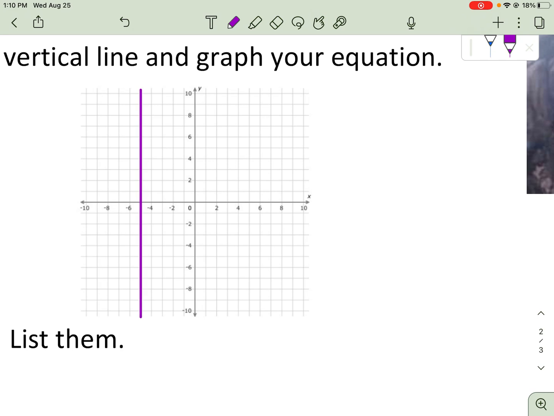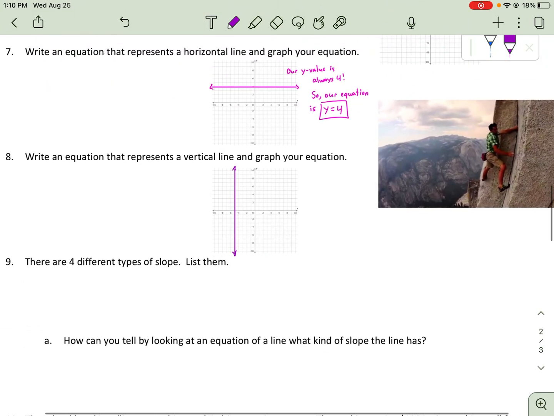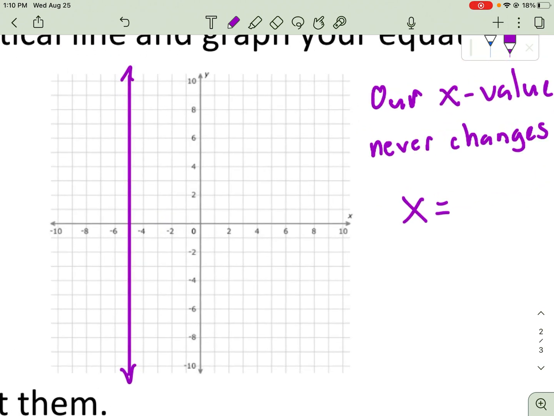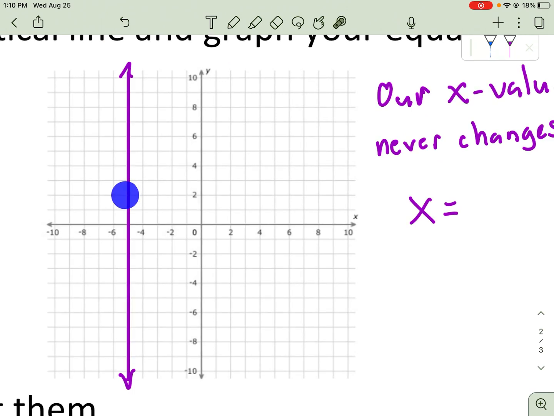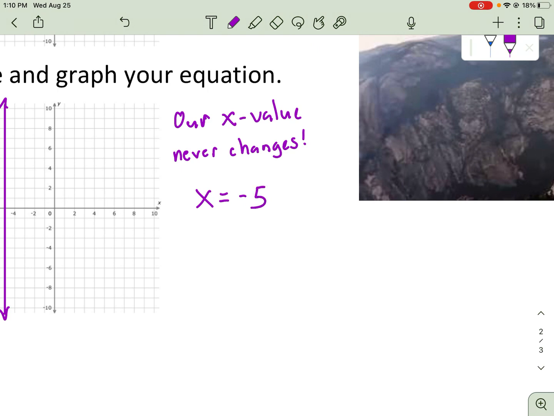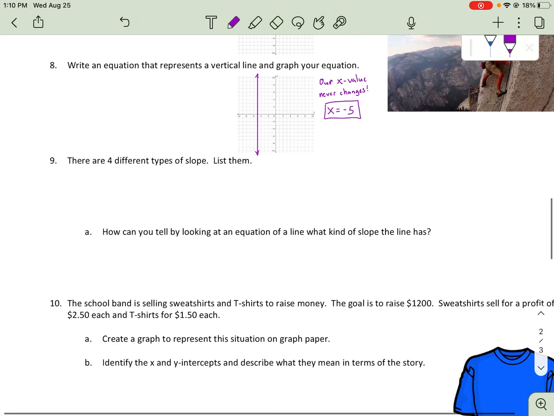Okay, let's draw a vertical line on this one. Here we go, here's a vertical line. And what never changes here? Our x value never changes. So that means our equation then is x equals, and then whatever x is always equal to. On this line right here, x is -5, x is -5 here, x is -5 here, x is -5 here. Y changes, but no matter what y is, x is always equal to -5. So the y value has no effect.